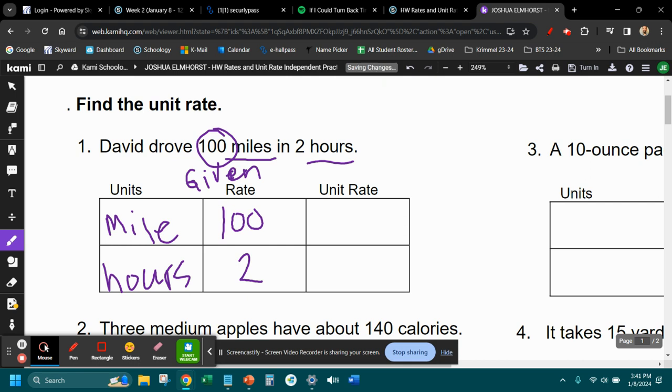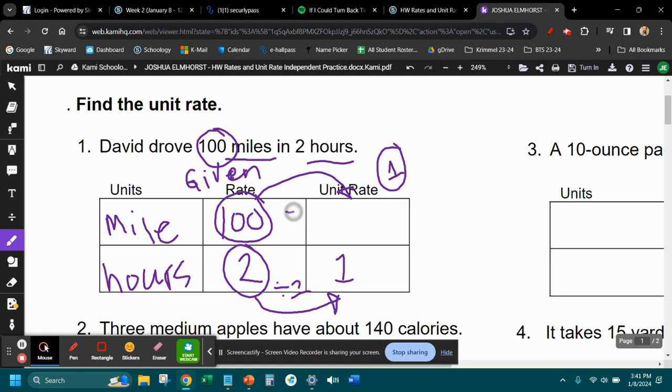And from our lesson, the unit rate means per 1. So this is going to be asking, what is the miles per 1 hour? So we do our ratio comparison here. Ask ourselves, multiplying, dividing, how do we go from 2 down to 1? And then we use that same factor up on top to keep it equivalent.